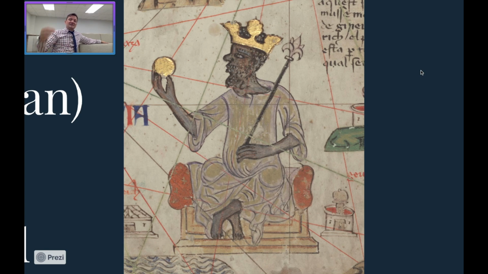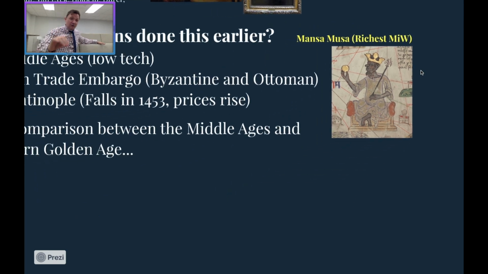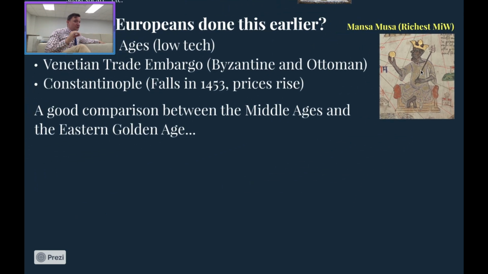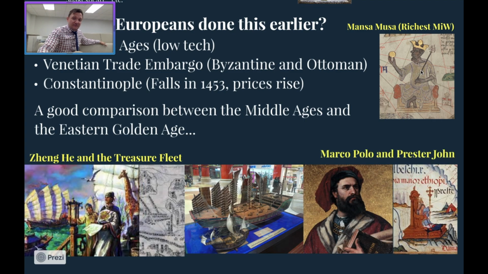So he is a good example of the Eastern Golden Age and how literally this whole idea of low technology and low trade, that's a European problem that they needed to figure out, right? Because literally they knew about him. That right there is a medieval map that has Mansa Musa in the middle of Africa just holding gold and being fabulous, right?